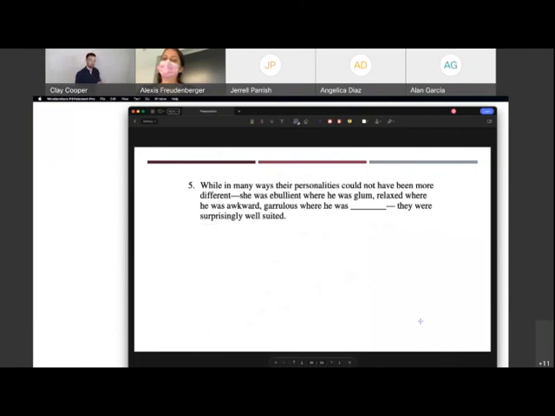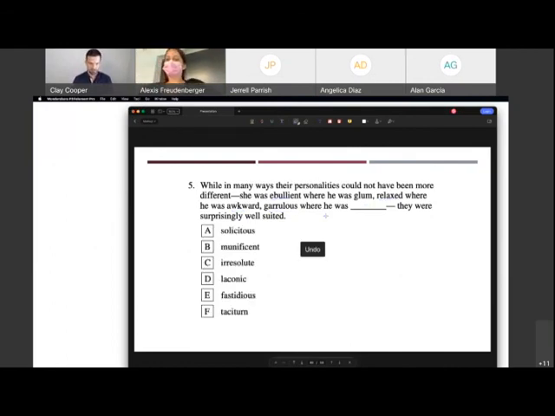It sounds like we're immediately contrasting her with him. She was ebullient, he was glum. I'm not even certain what ebullient means, but I think it's the opposite of glum, right? Cool. She was relaxed where he was awkward. Okay, again, we've got opposites. So I think we're looking for things that are the opposite of garrulous. Does that make sense? What does garrulous mean? Something along the lines of like speaking freely and happily. I talk a lot. I'm happy. Yeah, talkative. Very good. Vincent, you're all over it today. I love it. Yeah, so which one of these means the opposite of talkative?